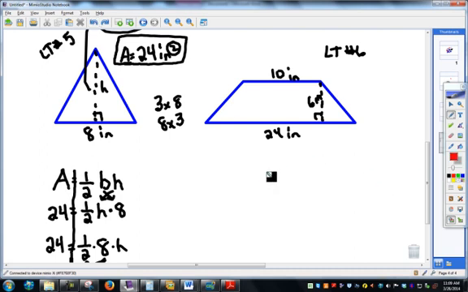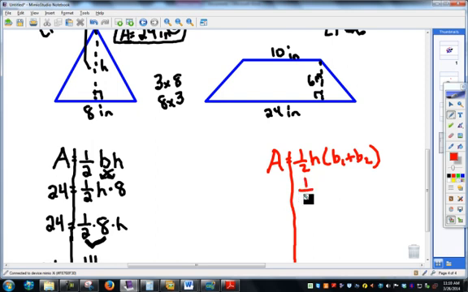Okay, trapezoid. Okay, I'm going to do the area equals 1/2 the height. Actually, yeah, 1/2 the height times the sum of the bases. Again, a big long formula that unfortunately you do have to memorize. Okay, so I do 1/2 the height. I know the height's the distance between the two bases. So times 6, and then it's 10 plus 24. Those are my two bases.